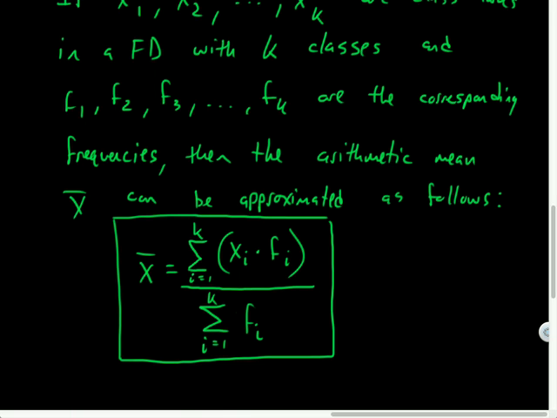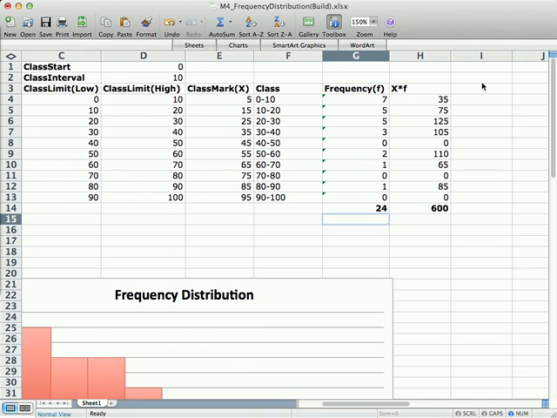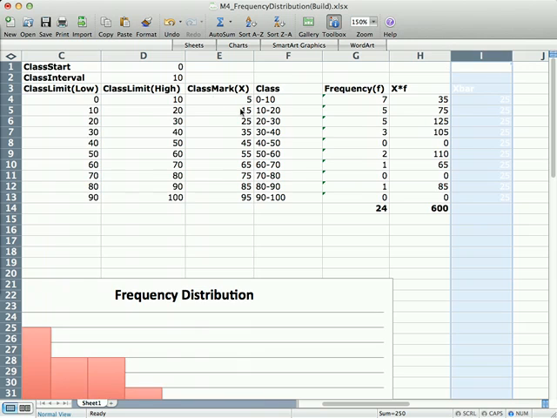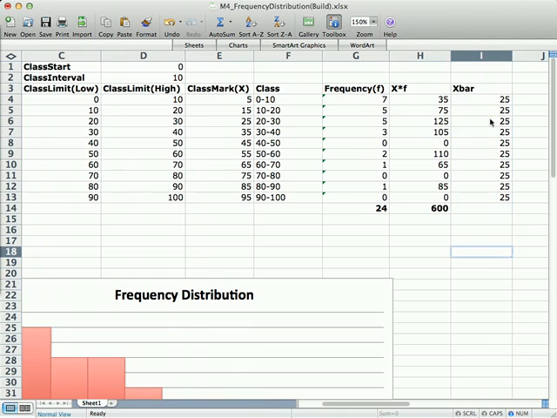Alright, so I've got the sum of the products of the frequencies and the class marks, and I've got the sum of the frequencies, and now according to the formula, I'm going to divide them. So I think I actually have that calculated here, x bar. And it's the same value all the time. I just have it repeated for a later formula, where this formula is going to equal what two things divided? This divided by 24, right?